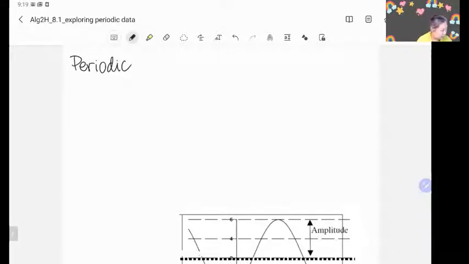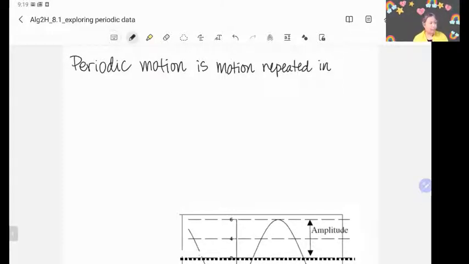Periodic motion is motion repeated in equal intervals of time.